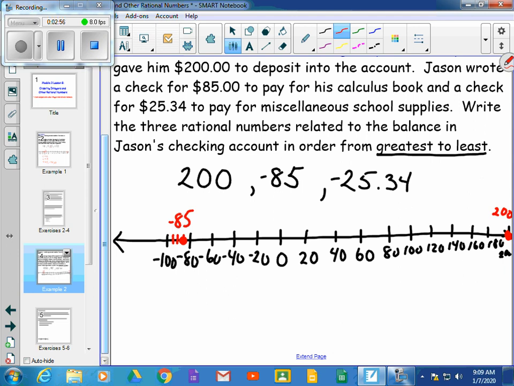Now negative 25.34 is going to be between negative 20 and negative 40. Again, if I split that space up into 4 equal pieces, that means each of those intervals inside there is going to be worth 5. If I start at negative 20, go to the left one, I'm at negative 25. Now I'm just about there. Negative 25.34 is almost on negative 25. So I'm going to put that right there. That will help us serve our purposes in this problem.